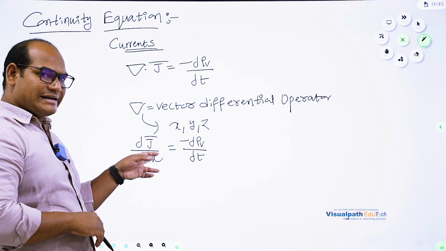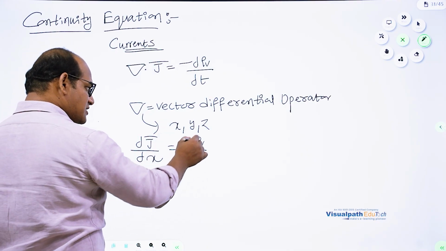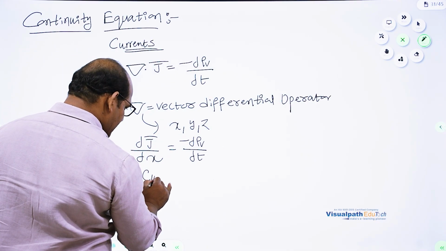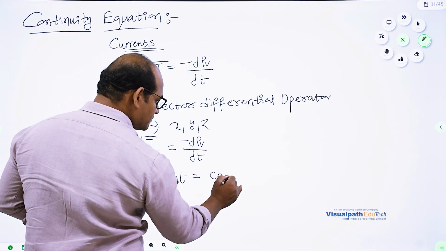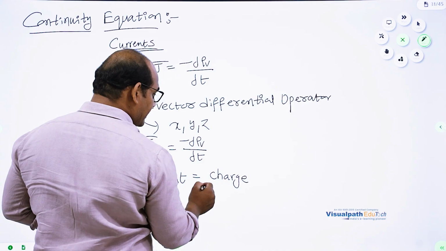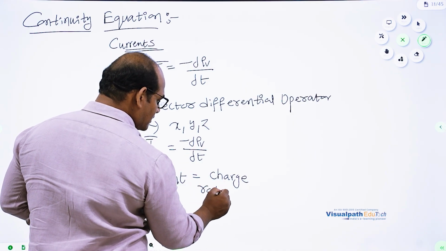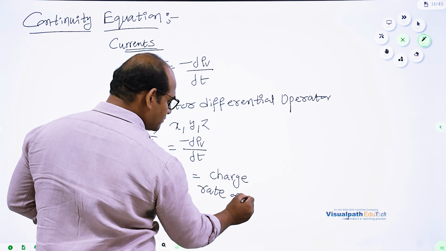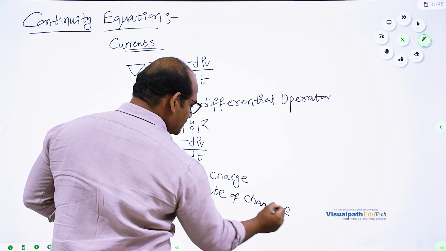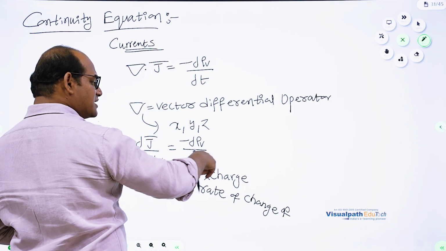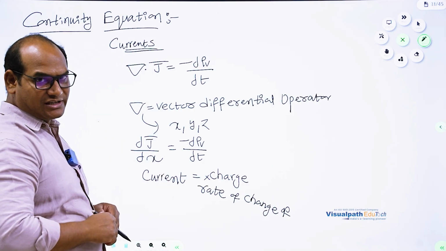J is the current density, rho v is the volume charge density. So it is about charge only. On the left side you have the current term, on the right side you have the rate of change of charge because of dou by dou t. So the rate of change of charge is nothing but current only. That is nothing but our continuity equation.